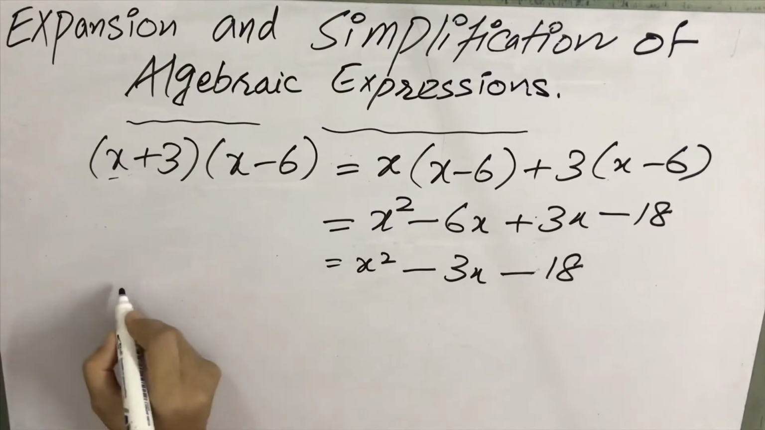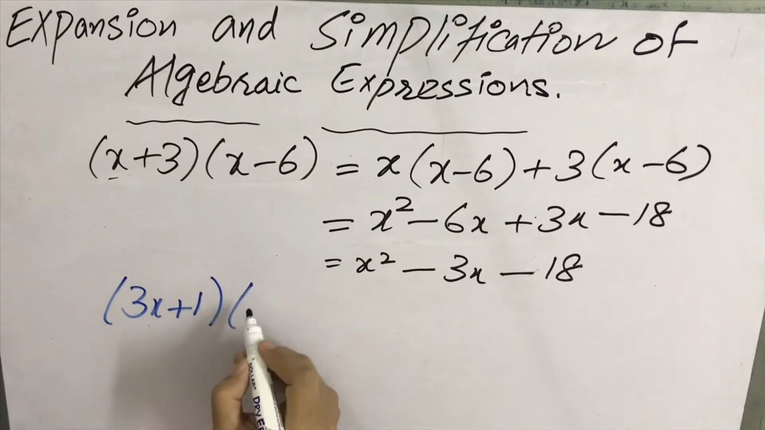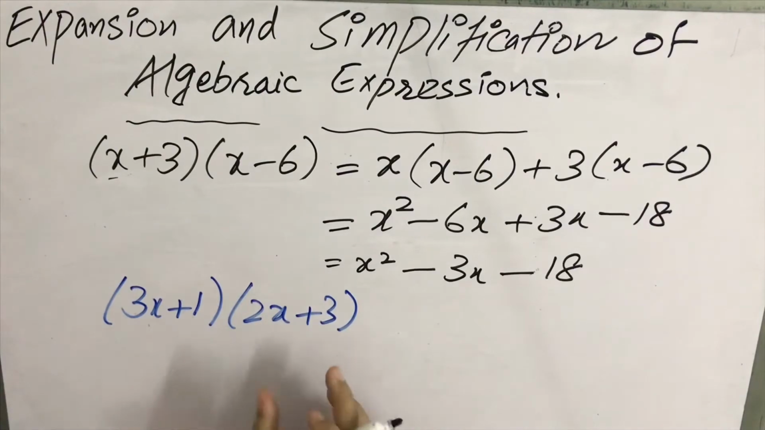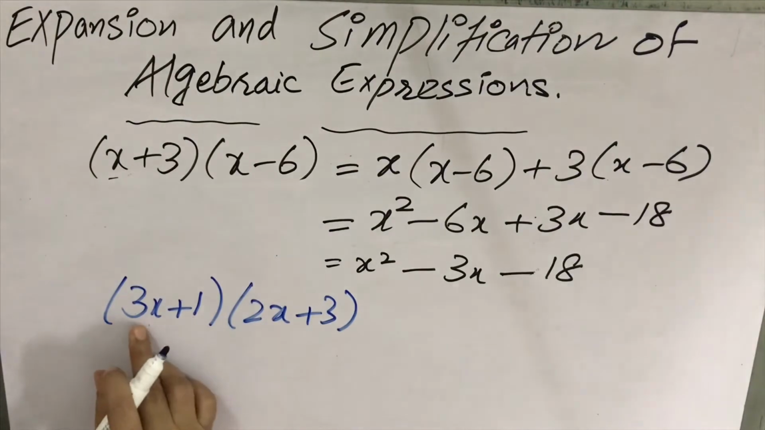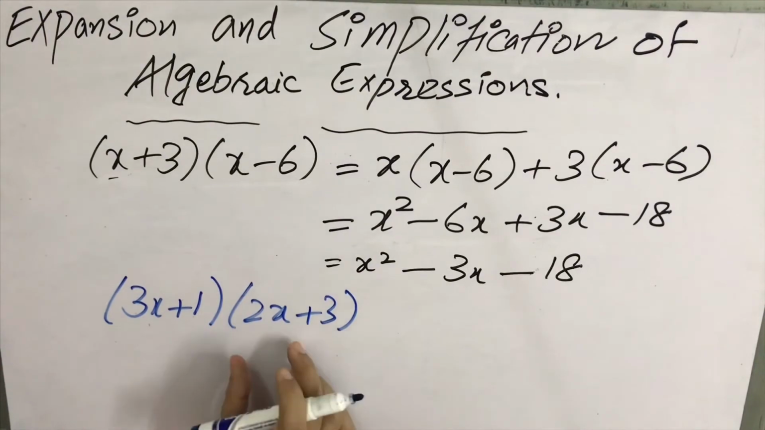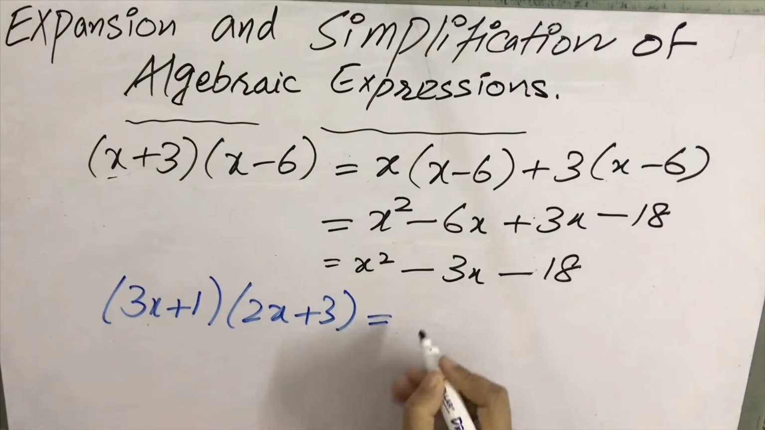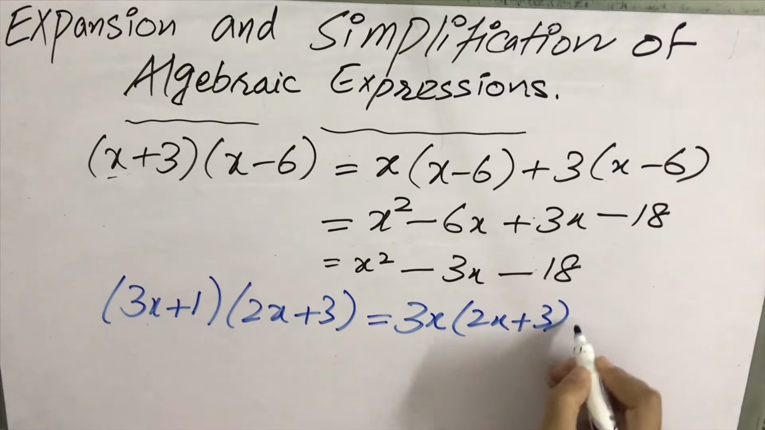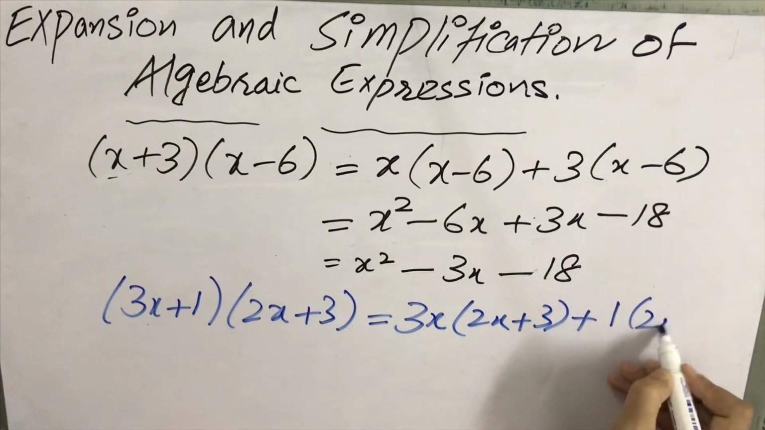Another example of this type, 3x plus 1 bracket, 2x plus 3. You can open this bracket, you can open that bracket, it's your choice. You can open this bracket: 3x bracket 2x plus 3 plus 1 bracket 2x plus 3, or you can also have 2x bracket 3x plus 1, plus 3 bracket 3x plus 1, it's your choice. Usually we open the first bracket and multiply it with the second bracket: 3x bracket 2x plus 3 plus 1 bracket 2x plus 3.